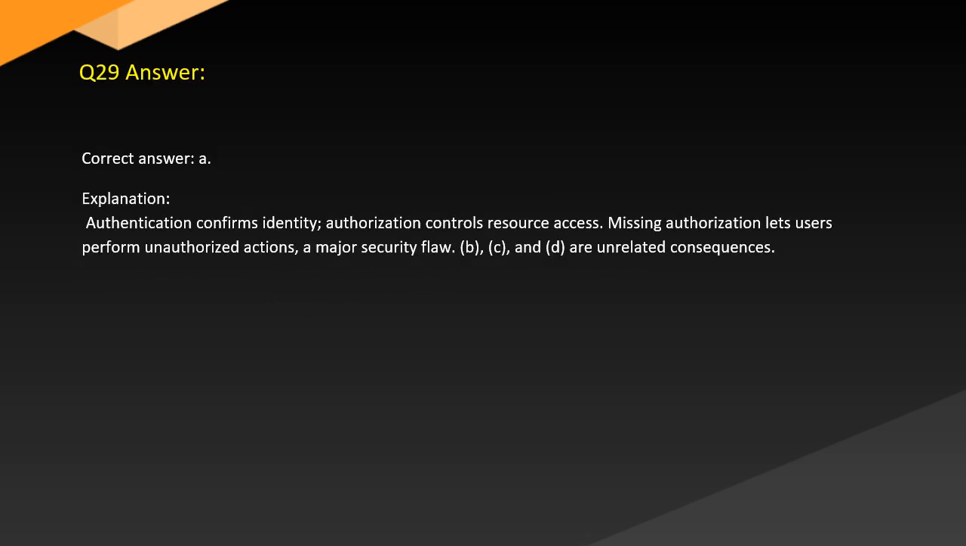Answer. Correct answer A. Explanation. Authentication confirms identity. Authorization controls resource access. Missing authorization lets users perform unauthorized actions, a major security flaw. B, C, and D are unrelated consequences.